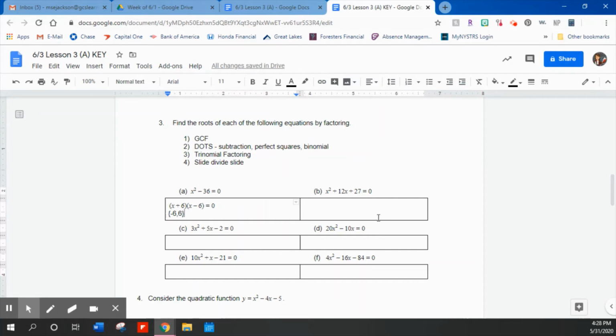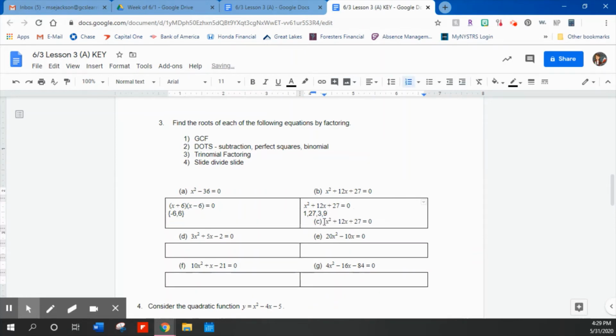Okay, let's take a look at letter B. Okay, GCF, no GCF. It is not a binomial, so this is going to be trinomial factoring. We know it's not slide, divide, slide because in order for that to happen, we would have to have a number in front of the x squared other than 1. So we are looking for factors of 27 that add to 12. So factors of 27 are 1 and 27, 3 and 9. The only ones that add to 12 are 3 and 9. So we're going to double bubble.